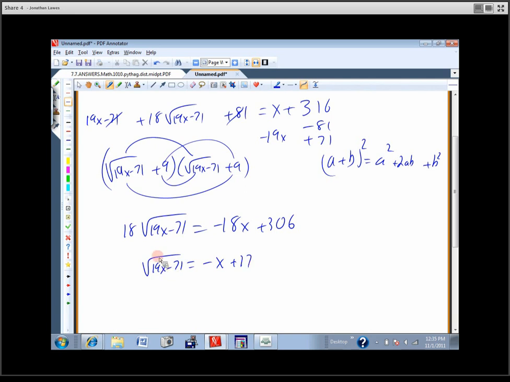Good there? Okay. Now, I'm going to square both sides. This side is going to be 19x minus 71, right? Square this, square this. This is going to be a perfect trinomial square. It follows this pattern right here. So what do you get when you square negative x? X squared. What do you get when you square 17? 324. I just made that up. I don't know what it is. No, I'm pretty sure it's 324. 289. Dang it. 289. Okay? What's that middle term?